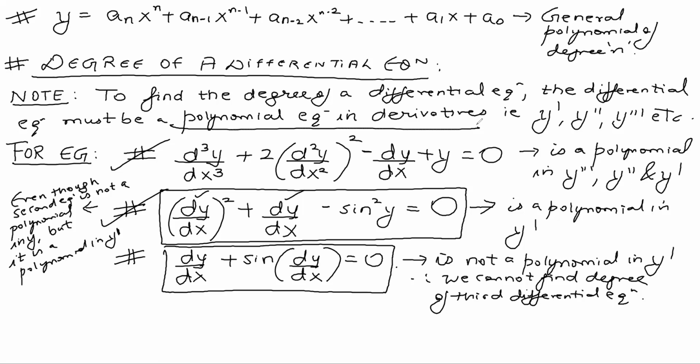You can see the first equation is a polynomial in y triple dash, y double dash, and y dash. The second equation is also a polynomial in y dash, even though it is not a polynomial in y. But the third equation is not a polynomial in y dash because of the term sine of dy by dx. That means you can find the degree for the first two differential equations, but not for the third. I hope all students are clear with this. Now let's move on to the definition.